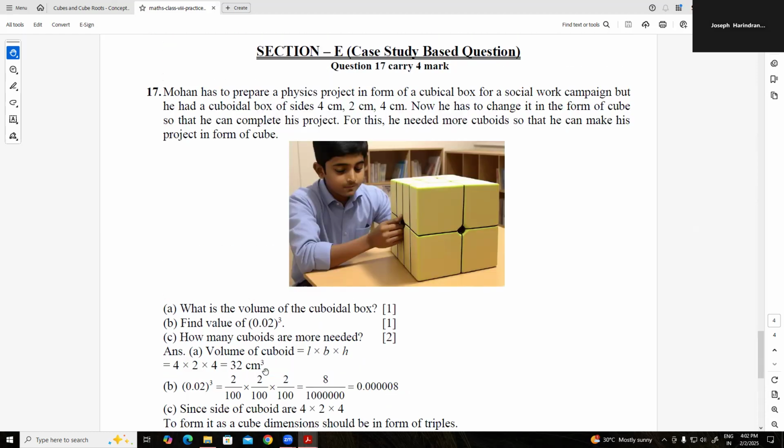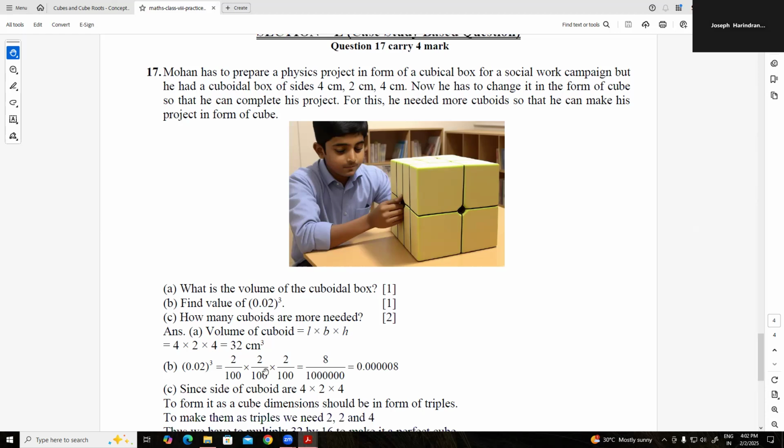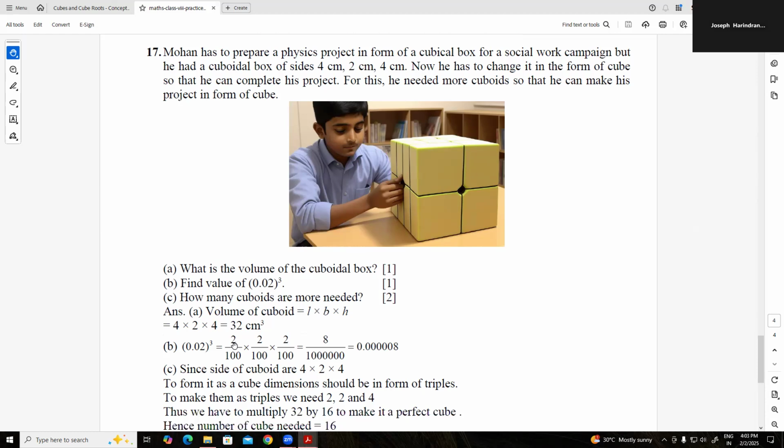B subdivision. Find the value of 0.02 the whole cubed. 2 cubed, you know, that's 8. And 0.02 can be written as 2 by 100, cubed. 2 by 100 into 2 by 100 into 2 by 100. So you have 8, 2 into 2 into 2, divided by 1 followed by 6 zeros, 2 plus 2 plus 2, 6 zeros.